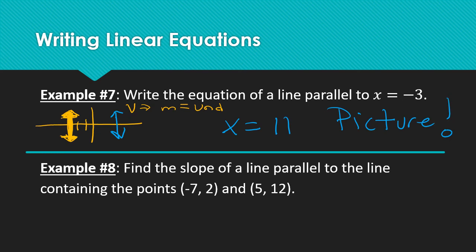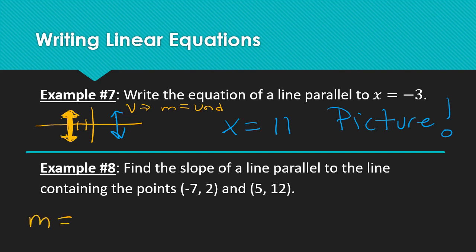And last but not least, example 8, find the slope of a line parallel to the line containing the points (-7, 2) and (5, 12). So I want you to hit pause and take a moment and find the slope of this line. All right, welcome back. So let's see how you did finding the slope.